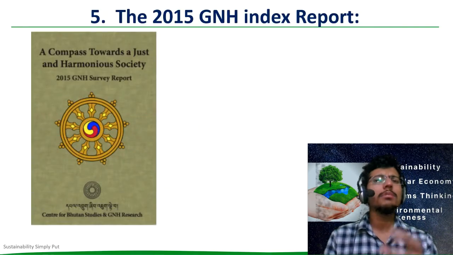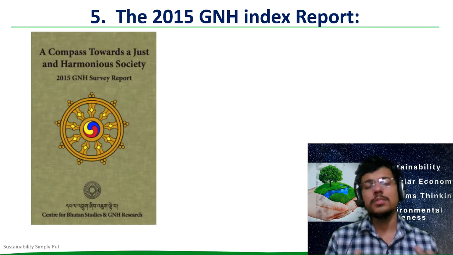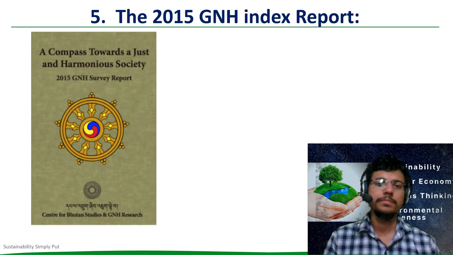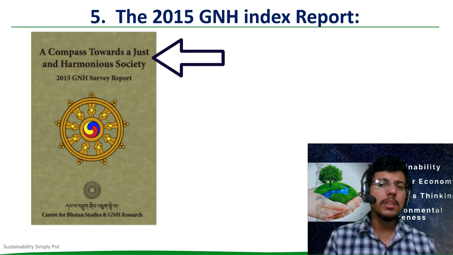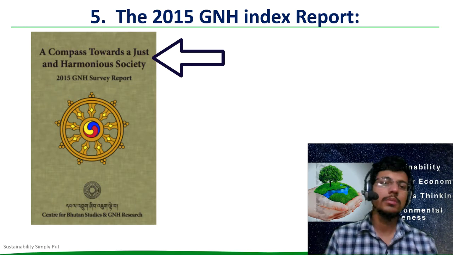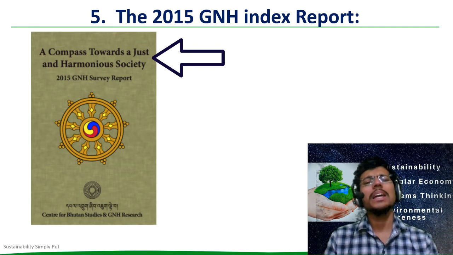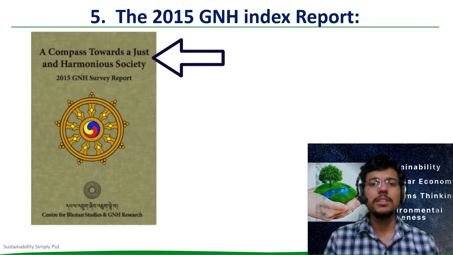Now, let's come to the last point of this. Fifth point is the 2015 Gross National Happiness Index report. This report, called A Compass Towards a Just and Harmonious Society, presents the detailed findings from the survey for use by both experts and the general public. So what kind of results do we get from this index?